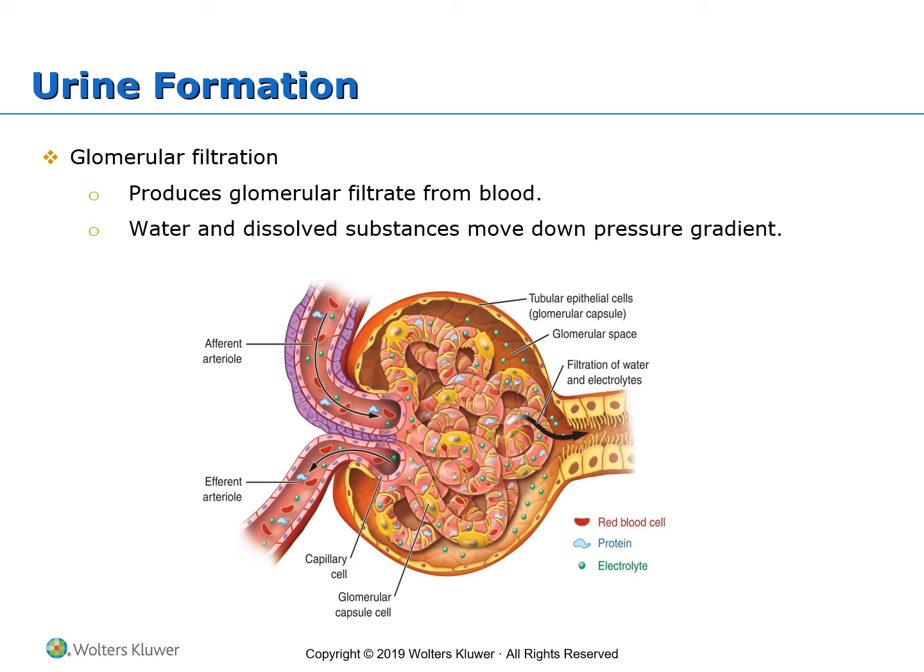The fluid that is able to be filtered and will enter into the glomerular capsule, those tiny blue dots that you can see in the space, will be called from now on the glomerular filtrate. And it will be pushed through the tubules and will start a journey where the composition of this glomerular filtrate and the amount of glomerular filtrate will change several times.